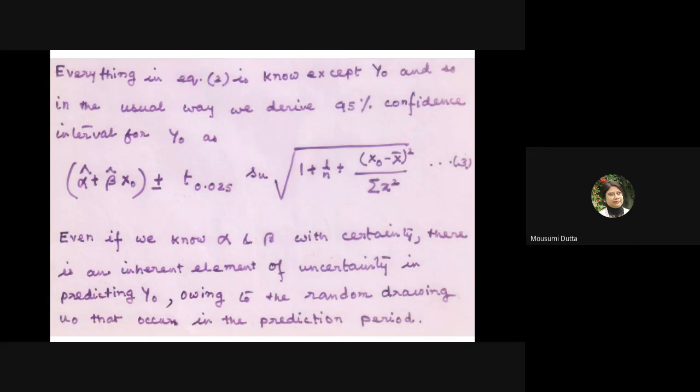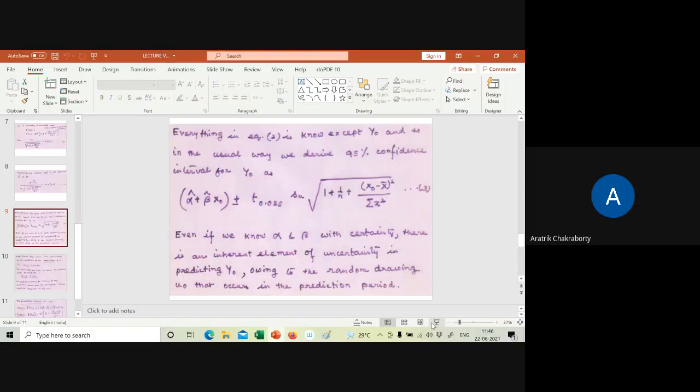How are you deriving S? Square root of RSS by n minus 2. Yes.